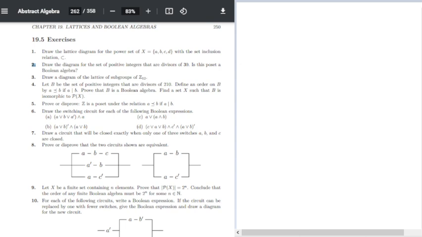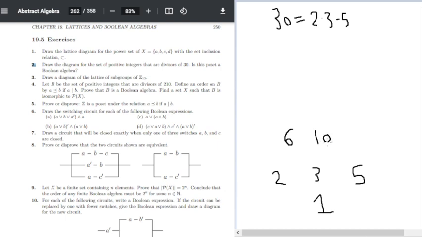So draw the diagram for the set of positive integer divisors of 30. Is this poset a Boolean algebra? I guess we can do that. So 30, first of all, its prime factorization is going to be 2 times 3 times 5. So we have 1, then we have 2, 3, 5, then we have 6, 10, 15. Then from this, all we have is 30.